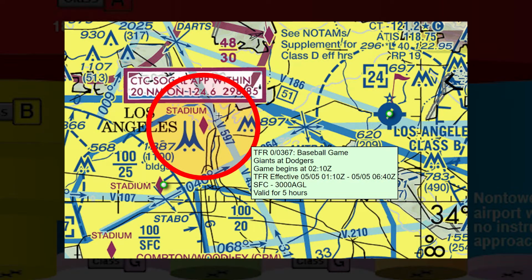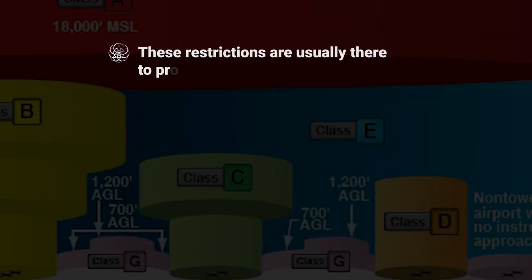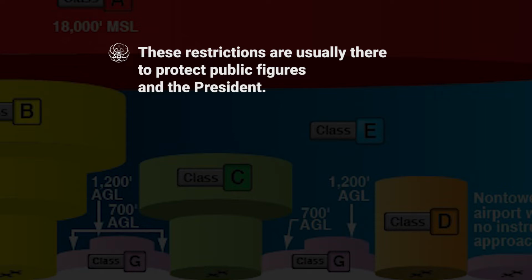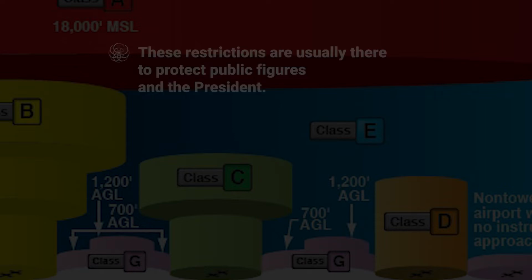Temporary flight restrictions, or TFRs, are inclusive of small unmanned aircraft operations. For that reason, it's necessary for the remote pilot in command to check for notices to airmen, also known as NOTAMs, before each flight to determine if there are any applicable airspace restrictions. These restrictions usually exist to protect public figures and the president.